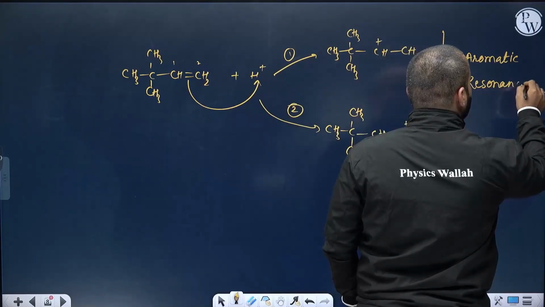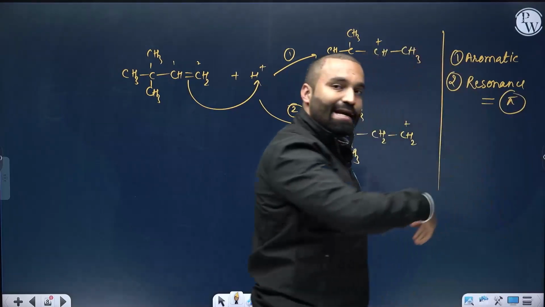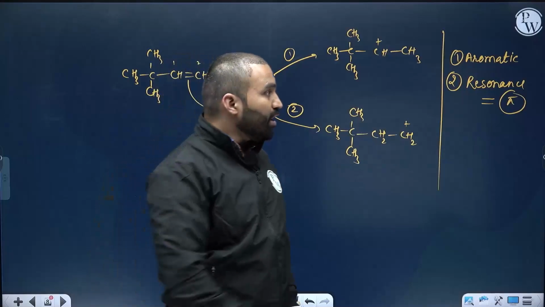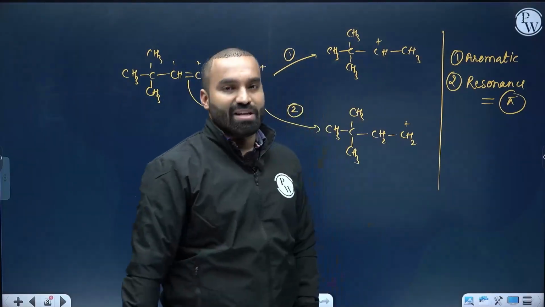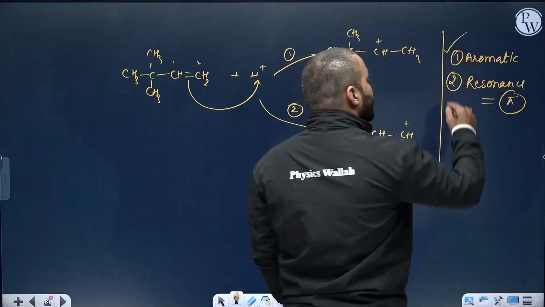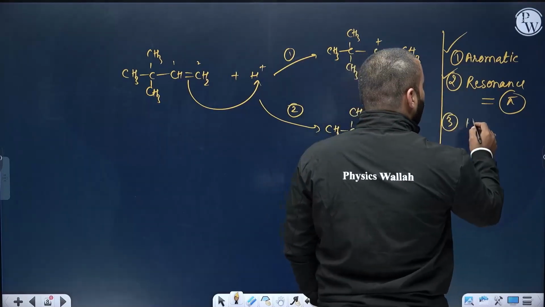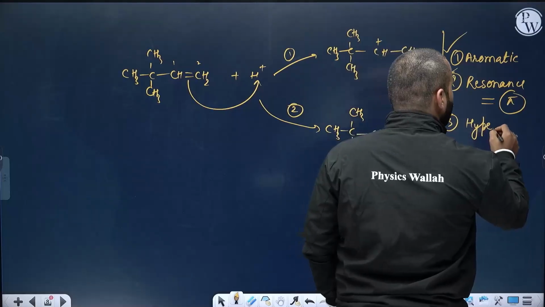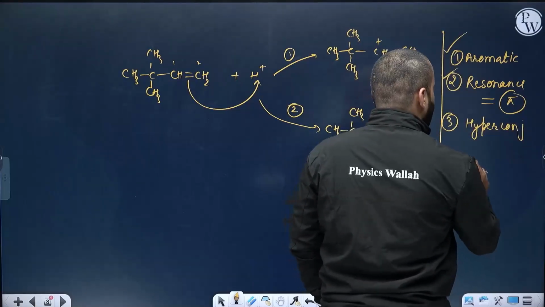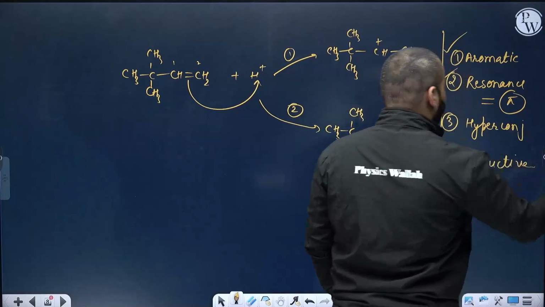And for resonance, what do you need? Pi bond. You need pi bonds. I am writing these effects in the sequence, in the order. If you mess up this order, your answer will also be messed up. So you first need to check for aromaticity. Second, you need to check for resonance. Third, you need to check for hyperconjugation structures. How many hyperconjugation structures are present? Then, fourth one, you need to check for inductive. If you check in a reverse or some other order, your answer will never ever match.